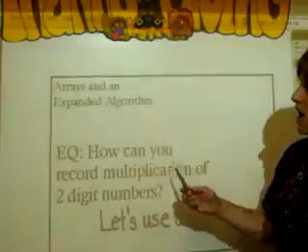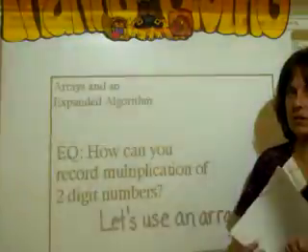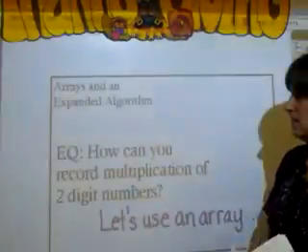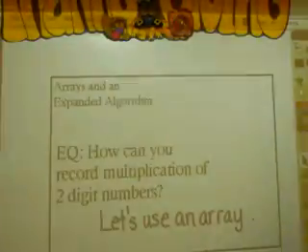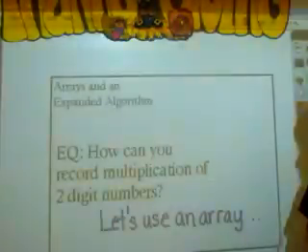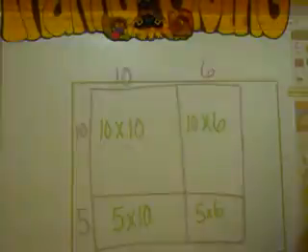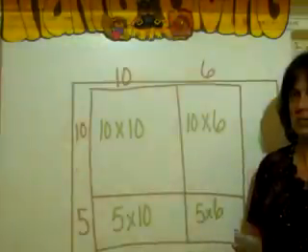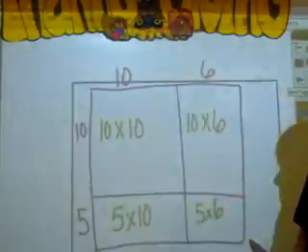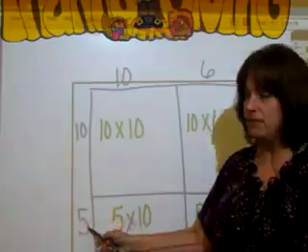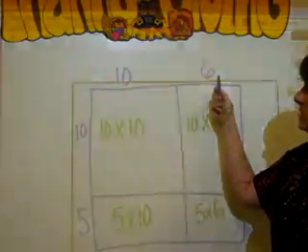Today's lesson is 7-4A. Today we're talking about arrays and expanded algorithm. Your essential question we wrote down earlier today is, how can you record multiplication of two-digit numbers? So please make sure that you have that set up, and let's use an array. We've used arrays before in order to solve multiplication, but this time we're using two-digit numbers. This time we're taking 15 times 16.